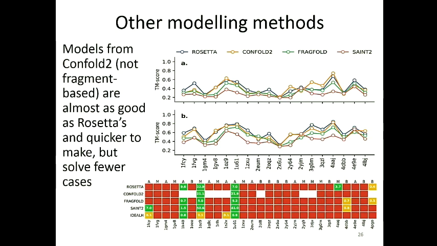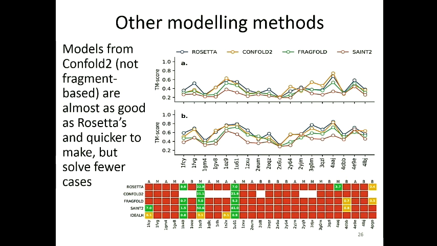These are a bunch of targets where we modeled using Rosetta, confold2, and these other fragment-based approaches. They were not so good in our hands, at least. Confold2 turned out to produce models that were almost as good as Rosetta, occasionally better, but the results that we have so far, and admittedly the numbers are quite small, suggest that the confold2 models are not actually as good at solving structures by molecular replacement.